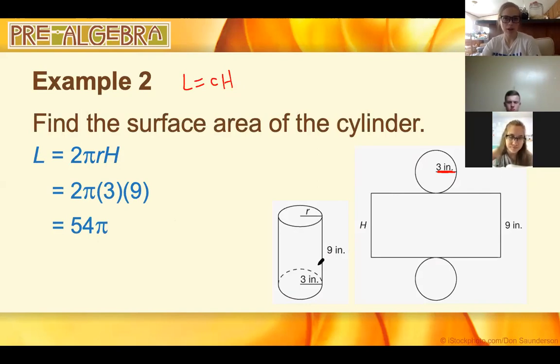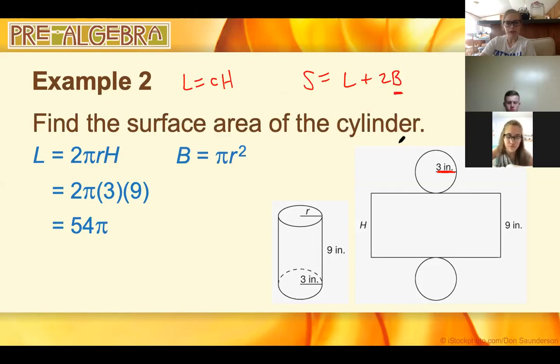Keep it in terms of pi. That'll be easier when you find the actual surface area. So 54 pi is my lateral surface area. Now, let's find the surface area. Remember, surface area is still the same formula: lateral surface area plus 2B. B is the area of the base.